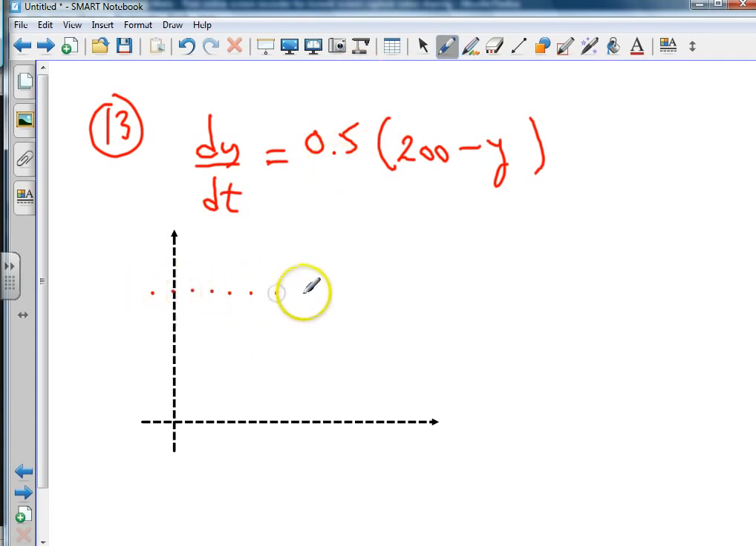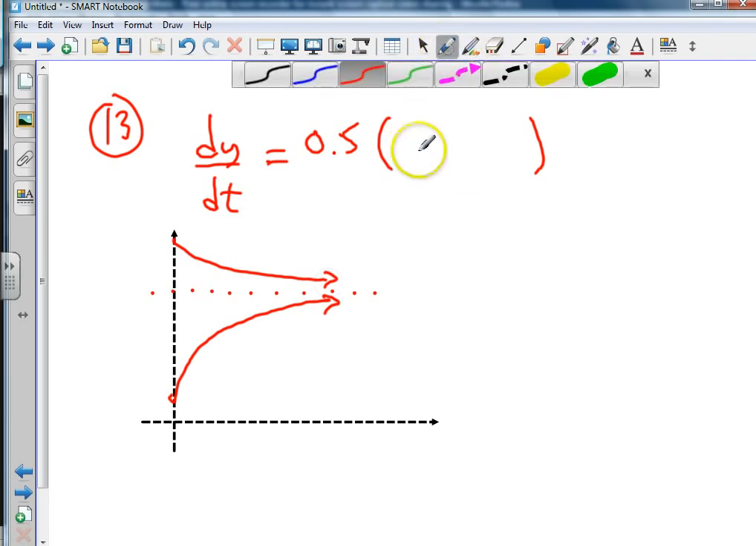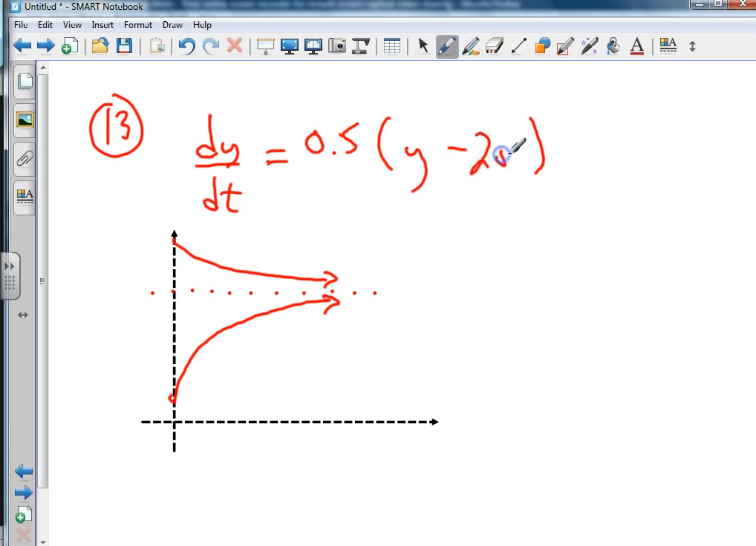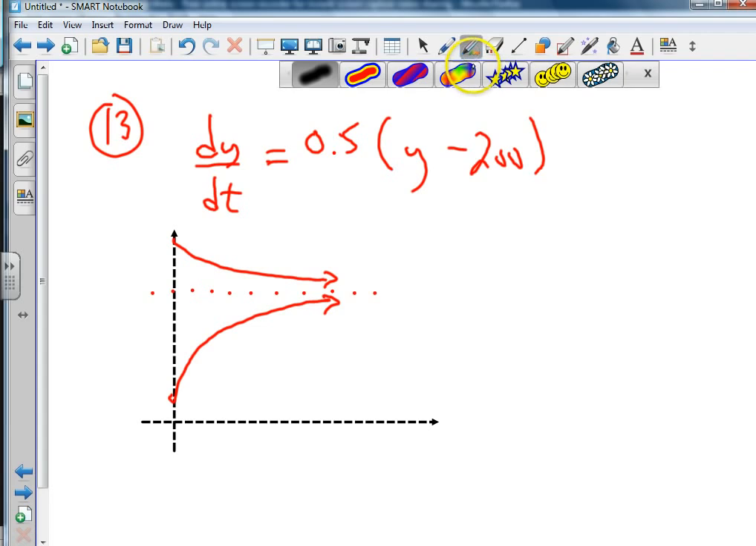If this is the 200, if you start less than 200, it's going to go like this. If you start more than 200, it's going to go like this. But that's not what they gave you. They gave you the opposite sign. So where this was increasing, now it's going to be decreasing. Where this was decreasing, now it's going to be increasing. So it'll look like this instead.